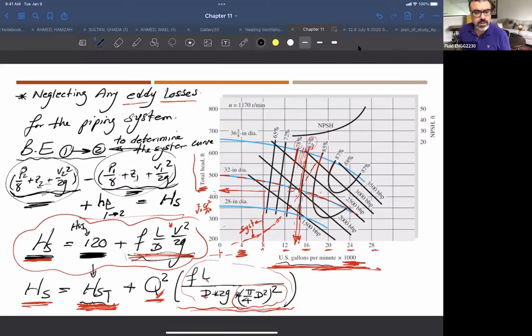For the people who like to remember equations, the system curve is always H static plus losses. So if you want to ignore all these small details, at the end, H system will be the H static total plus the losses. And H static total here has to be, all the time, the delivery side minus the suction side energy. Okay.